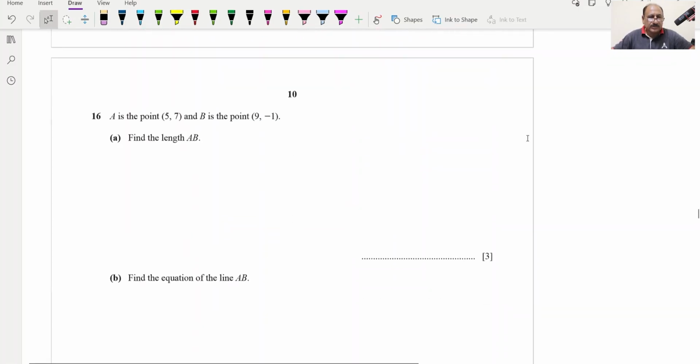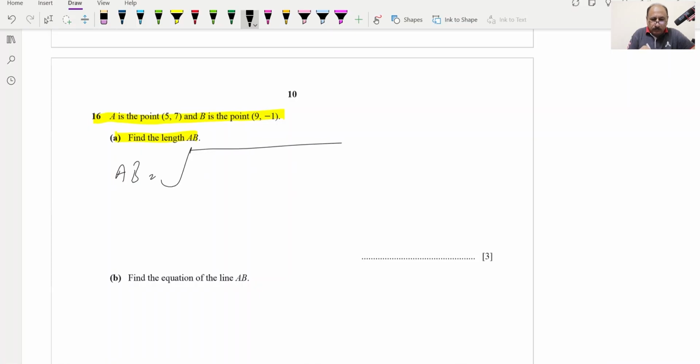Now question number 16. Question number 16 says A is the point 5, 7 and B is the point 9, minus 1. Find the length of AB. We can apply the length formula. So AB will be equal to square root of Y2 minus Y1, so minus 1 minus 7 squared, plus X2 minus X1, it means 9 minus 5 squared.